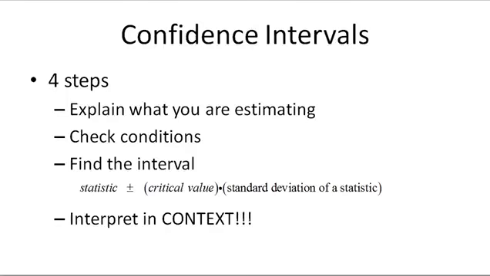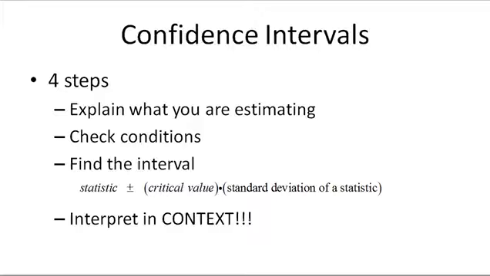A confidence interval involves 4 steps. The first step is to explain what you're trying to estimate. So just tell me. That's always going to be in the problem, because the question in the problem is going to tell you what you're trying to find. So you're just kind of repeating it. Then you have to check those conditions, which we all know and love. And then we have to find the actual interval, which is taking your statistic, going up and going down by your margin of error.